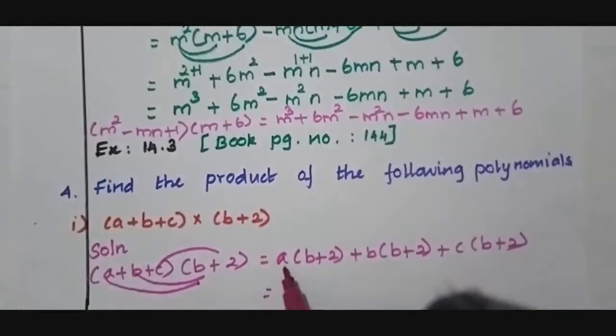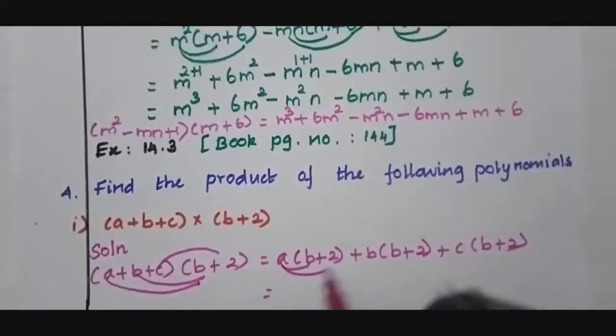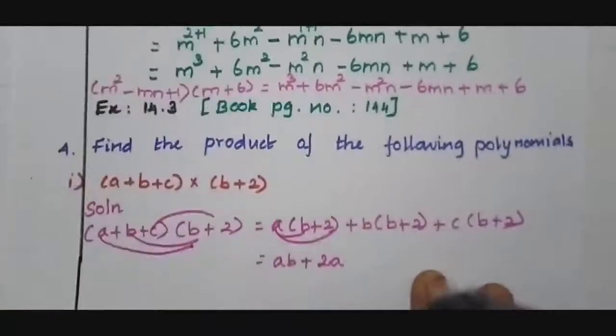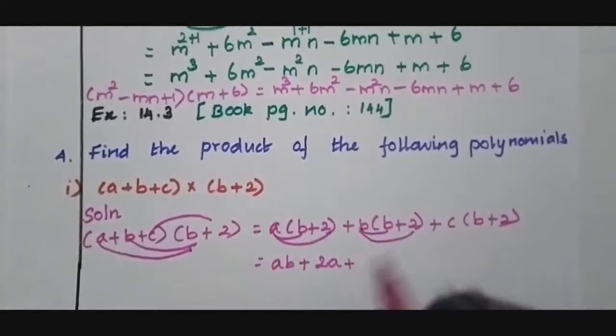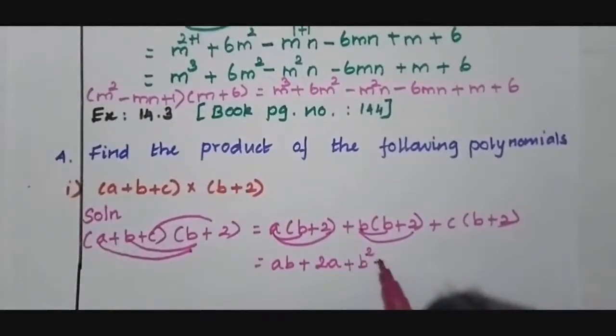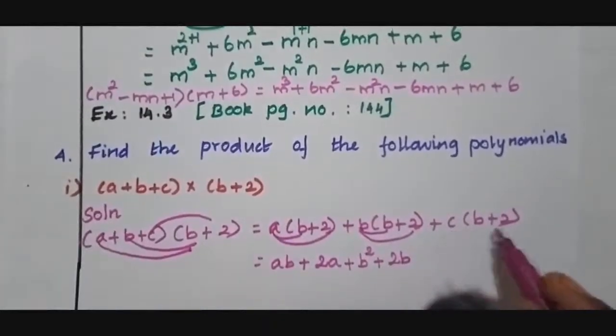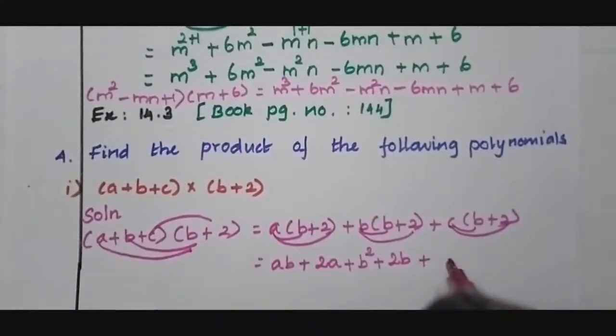Now multiply this a with the terms inside the bracket. a into b is ab, plus a into 2 is 2a. Now multiply this b with the terms inside the bracket, plus b into b is b square, plus b into 2 is 2b. Now multiply this c with the terms inside the bracket. c into b is cb, or you can write it as bc. c into 2 is 2c.